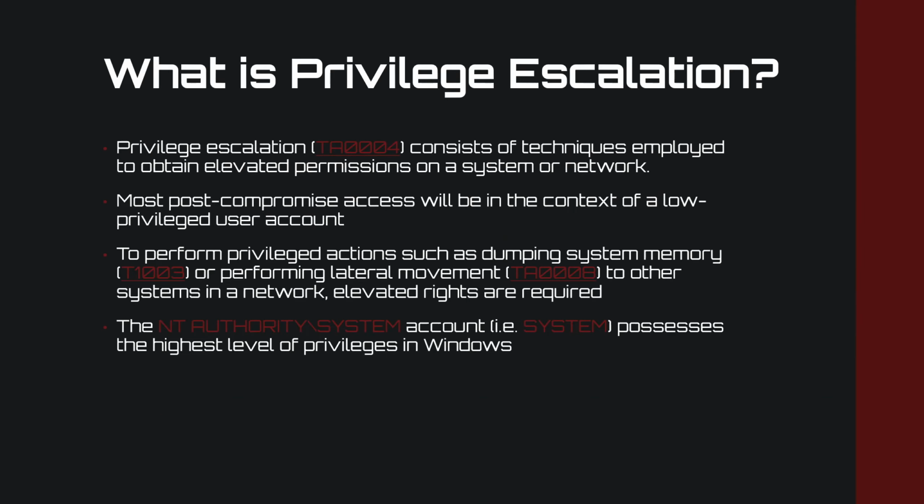So, privilege escalation at a high level consists of techniques used to obtain elevated permissions on a system or network. Essentially, it is the vertical process of elevating access from a low-privileged user account, which is typically the initial level of access we obtain, to a high-privileged user account, enabling us to leverage the account's permissions to perform any elevated activity on the target system, such as our earlier example of dumping the system's memory.